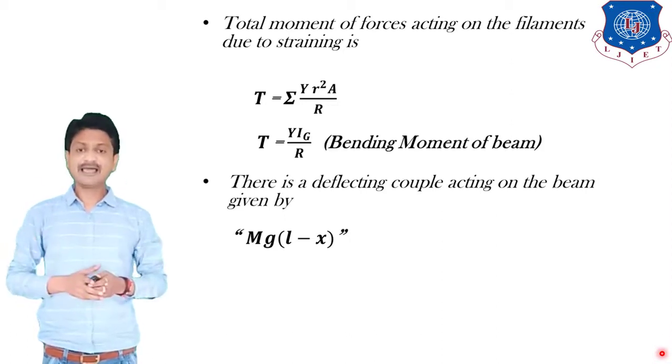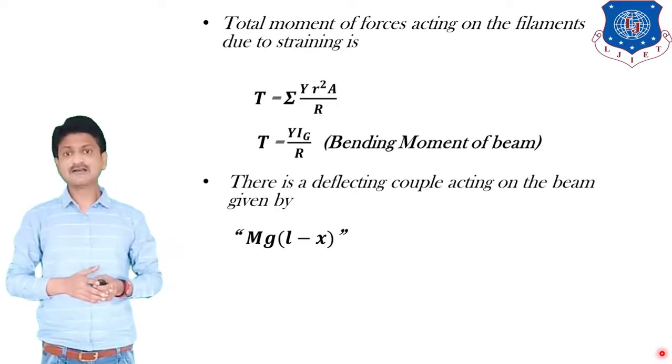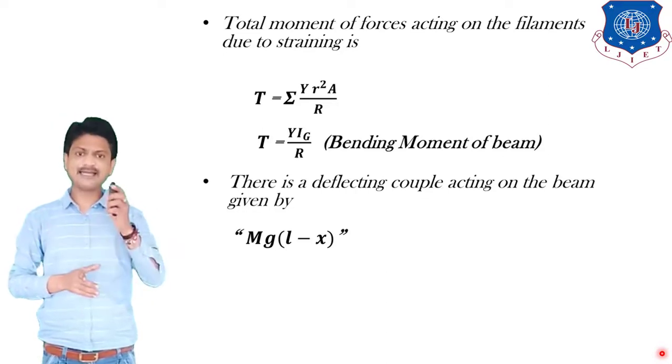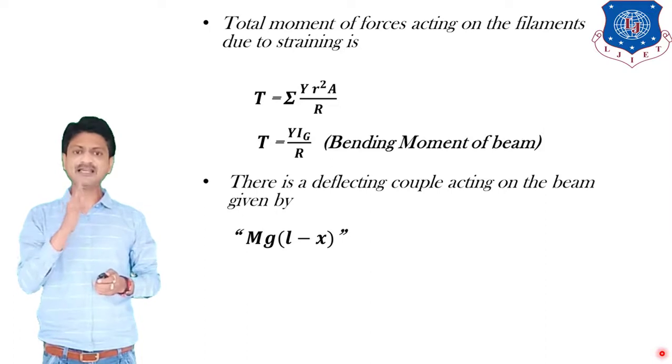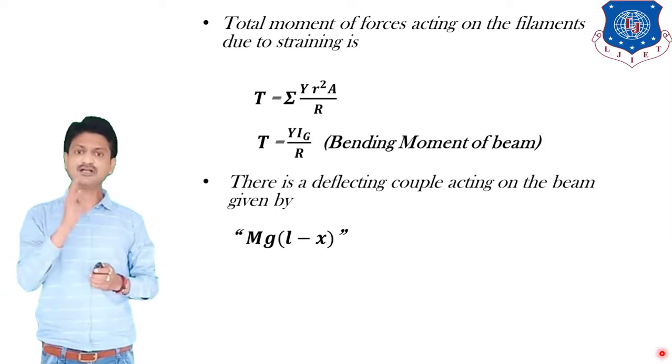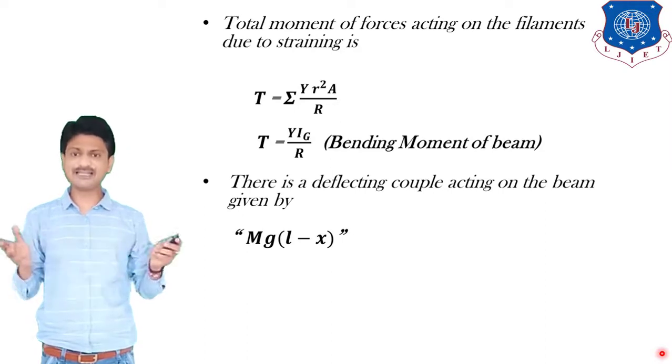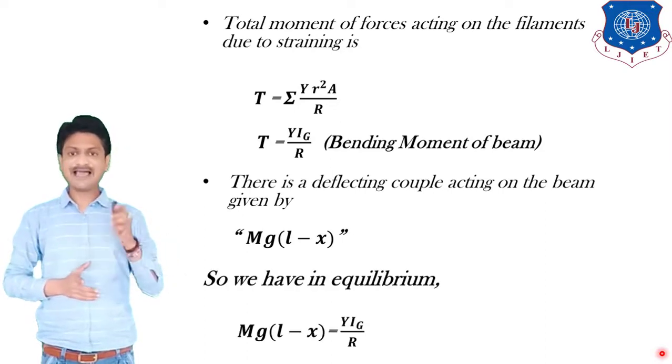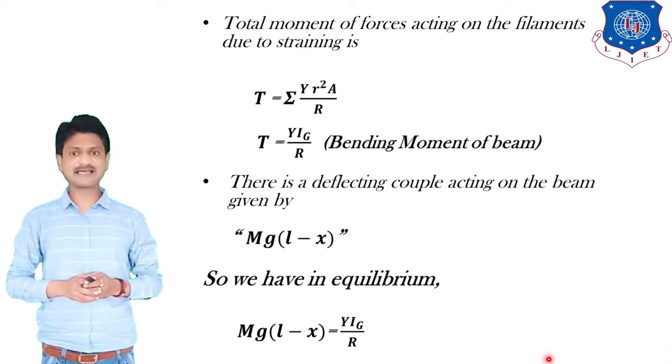Now, at equilibrium condition, we can say that the bending moment of the beam is equal and opposite to the moment of the bending couple due to the load. So finally we have the equation mg into (L minus x) equals Y by R into Ig.